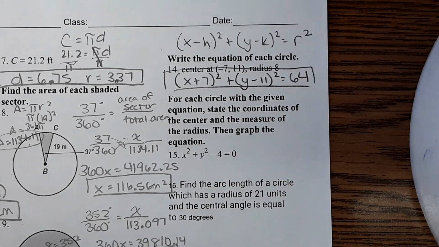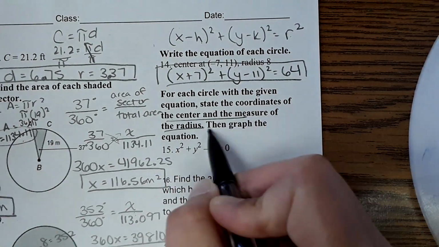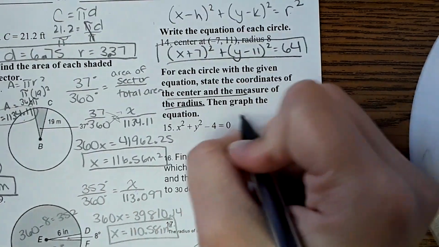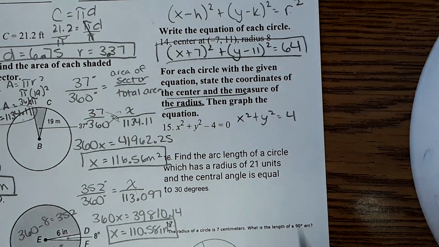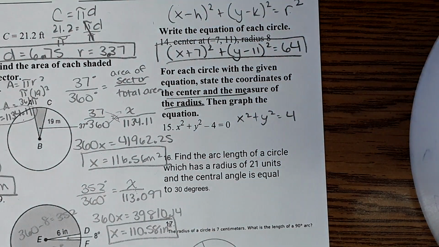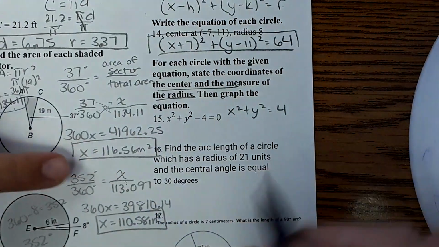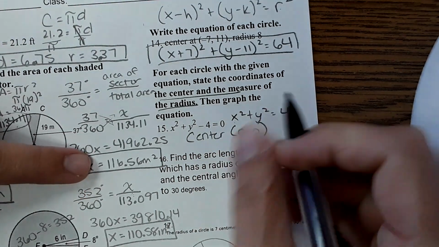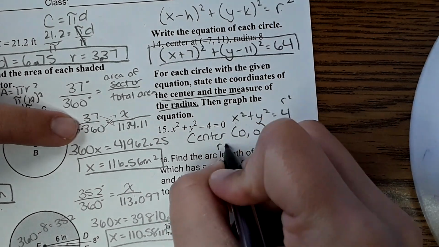Okay. Then number 15, for each circle with the given equation, state the coordinates of the center and the measure of the radius. Then graph the equation. So for this one, we would put plus 4 on the other side. So x squared plus y squared equals 4. Because this doesn't have x plus anything or y plus anything, the center is actually at 0, 0. And then this is the radius squared, so the radius must be 2.